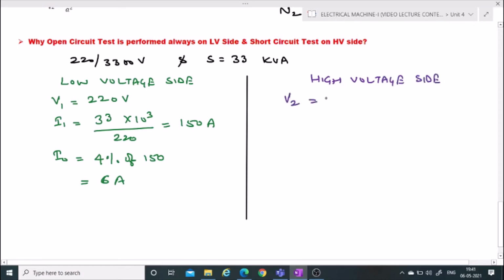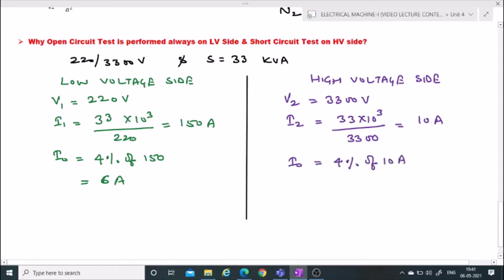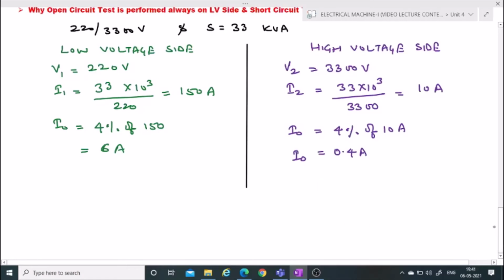V2 is equal to 3300 volt, and I2 can be calculated as 33 into 10 to the power 3 divided by 3300, which comes out to be 10 ampere. From this, I naught will be equal to 4% of 10 ampere, that is, I naught will be equal to 0.4 ampere. Okay. Now taking first the open circuit test.